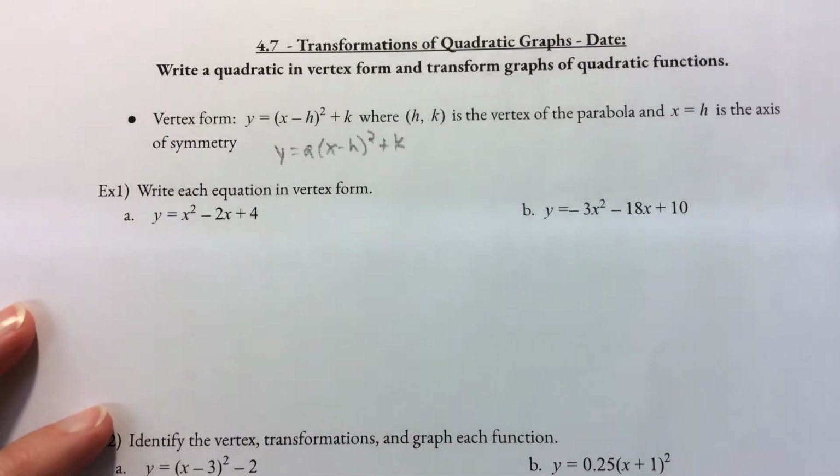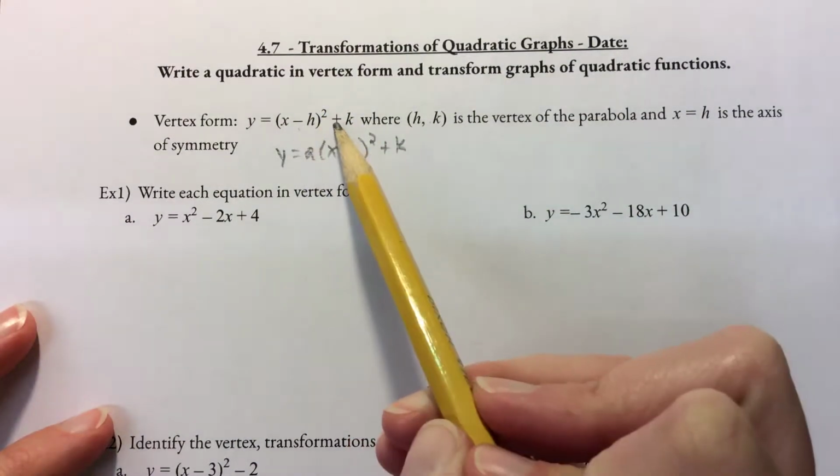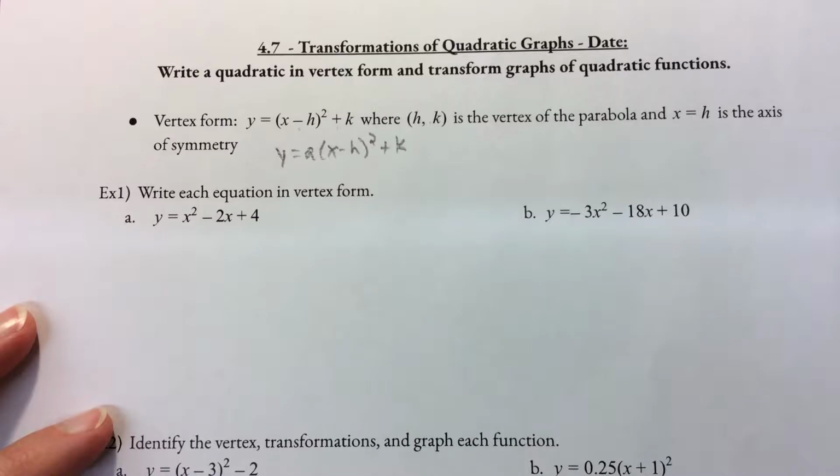Where H and K is the vertex. So this is the X and the Y coordinate of the vertex on there. So important thing to notice is that it's a minus in this spot of the formula and a plus on that side of the formula. So putting them in vertex form.